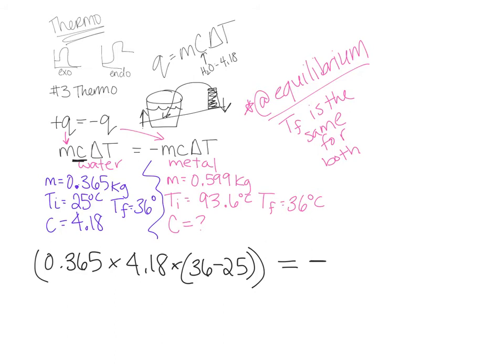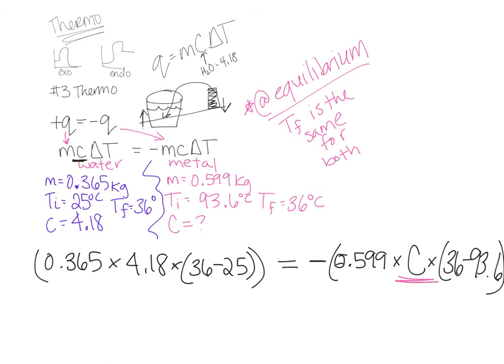So we're going to say negative, I'm going to open parentheses, 0.599 times, we have no idea what C is, times 36 minus 93.6. Okay. For some reason, this bothers everyone. Does that mean anything? Does that mean we can't put those numbers together? No, right? We can still put those numbers together. So you're going to multiply these two. Multiply all this and make it pretty.